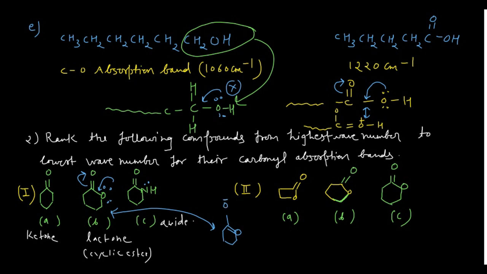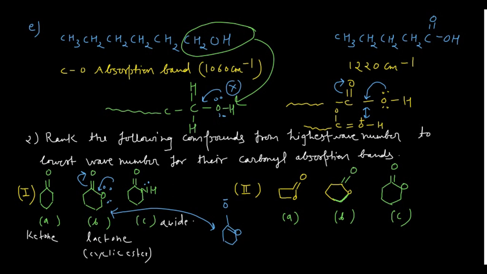Okay, so if you consider this particular one, it is also having the double bond nature. If you consider this, this is also having the double bond nature. So basically in this ester, or in the cyclic ester or the lactone, your carbon-oxygen double bond is having more double bond character, right?